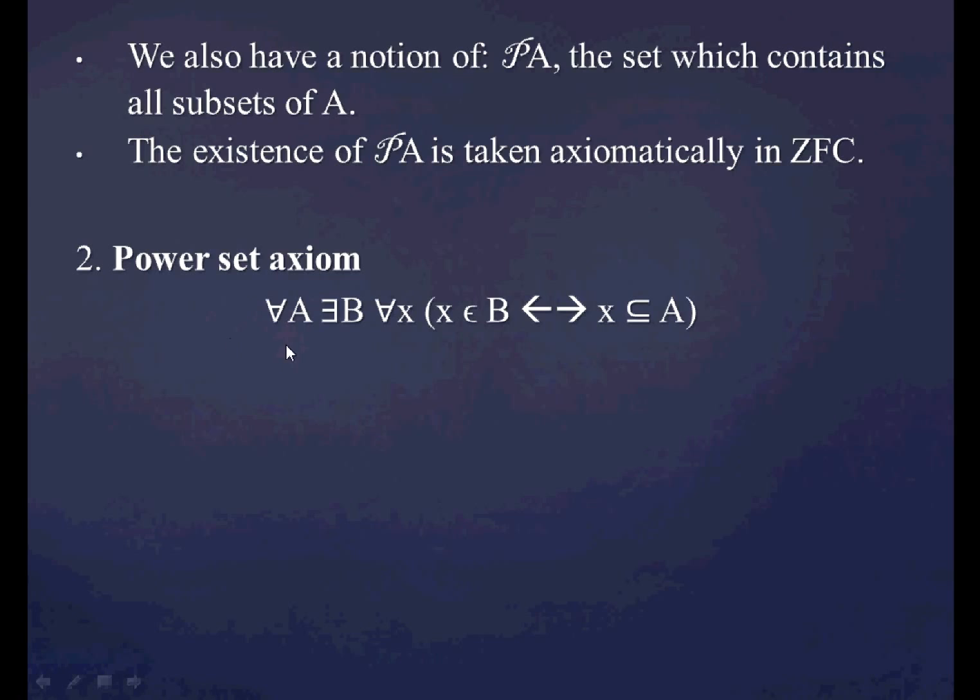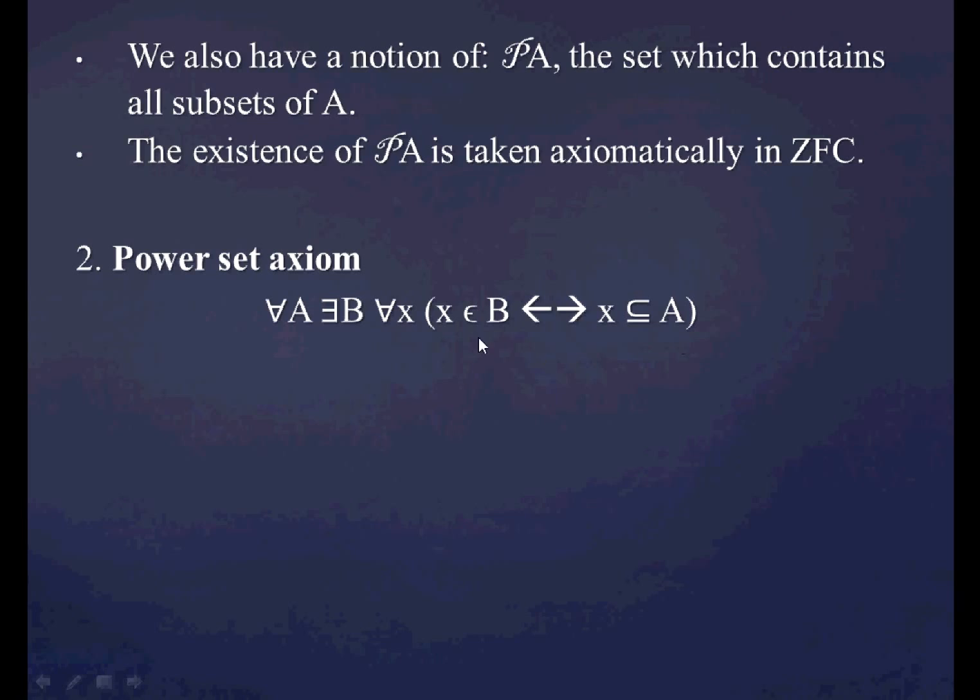Just to read the symbols again: for all sets A, there exists another set B, such that for all objects X, if X is in B, if X lives within the set B, that implies that X is a subset of A. That statement should be pretty familiar. That's the definition of the power set. If X is in B, this new set B, which we're going to end up calling the power set, then that X must be a subset of A.